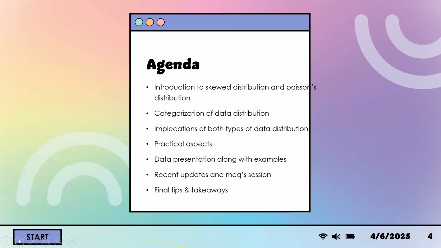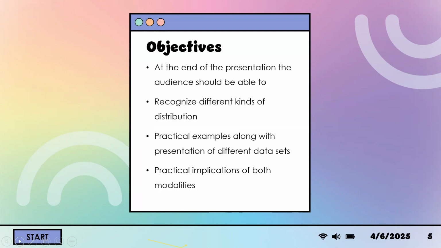Now, the agenda for today's discussion would be: introduction to the skew distribution and Poisson's distribution, the categorization of data distribution in a very summarized way, implications of both types of data distribution, that is the Poisson's and the skewed one, practical aspects covered, data presentation along with examples, recent updates, and MCQ session. Final tips and takeaways from our seniors.